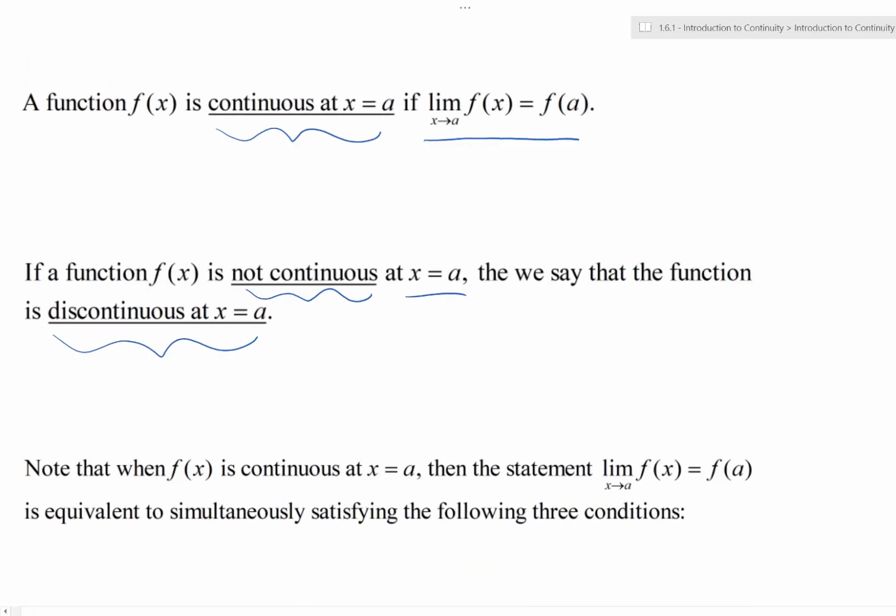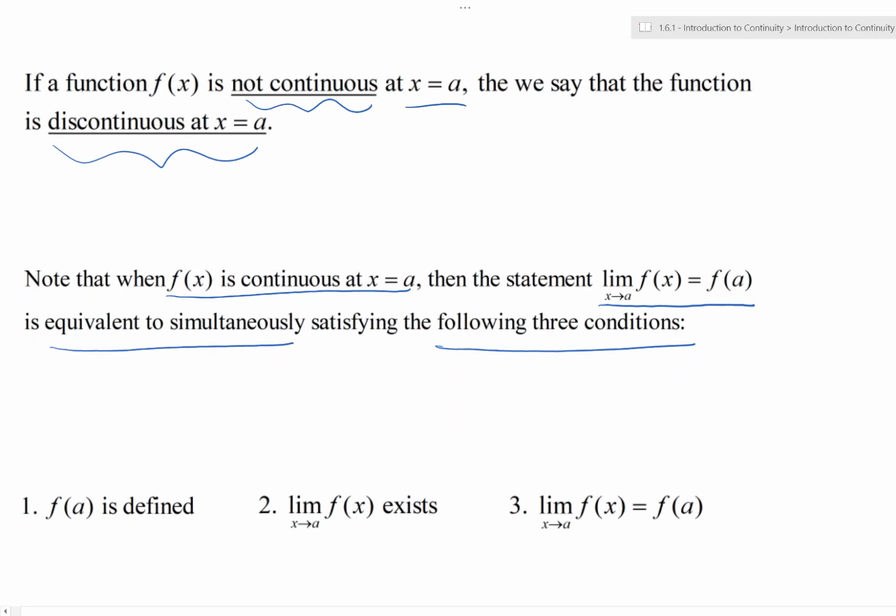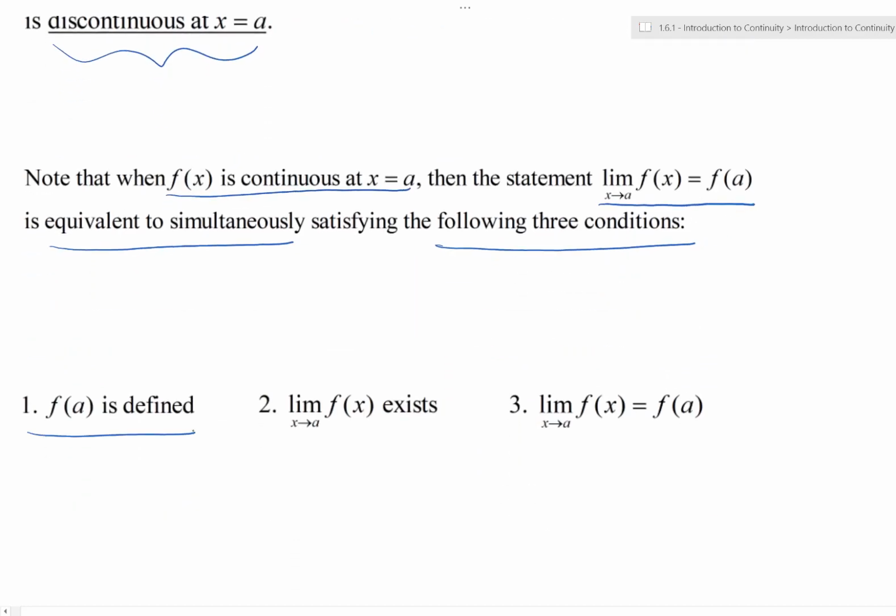So really, what do we need? Okay, when we say that, if f of x is continuous at some location x is a, then we need this statement to happen, right? The limit as x goes to a of f of x has to be equal to f of a. The limit of the value of the function has to be equal to the output value of the function at that location. But when we say that, we're actually saying, it's equivalent to saying simultaneously all of the following three conditions. And that is, well, you can't make that statement unless the function is defined at x is a, right? So first things first, f of a needs to be defined.